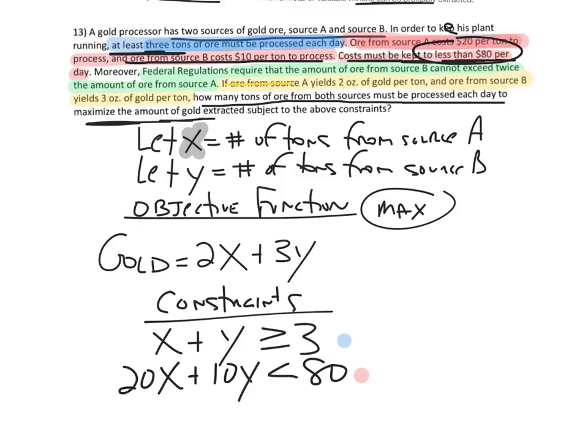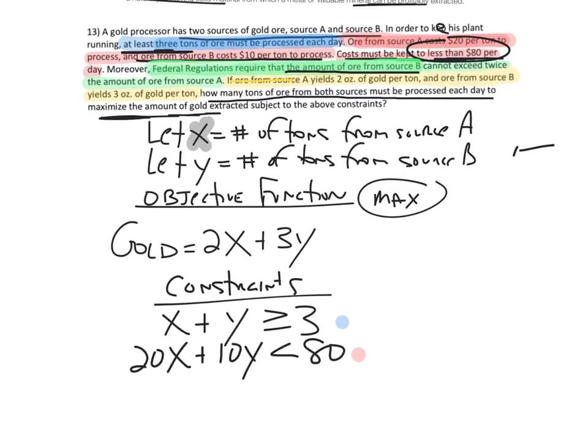Now we have this in green. It says federal regulations require that the amount of ore from source B. Well, I'm going to kind of translate this verbatim here. The amount of ore from source B. Well, that's Y. It says cannot exceed, so cannot be bigger than, which means it has to be less than or equal to twice the amount of ore from source A. So that's going to be 2X. So that's going to be the constraint I'm writing based on the federal regulations.